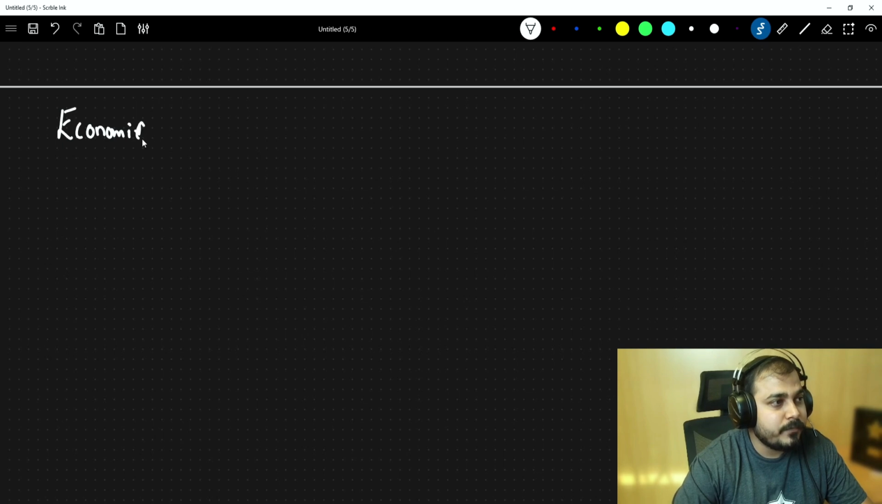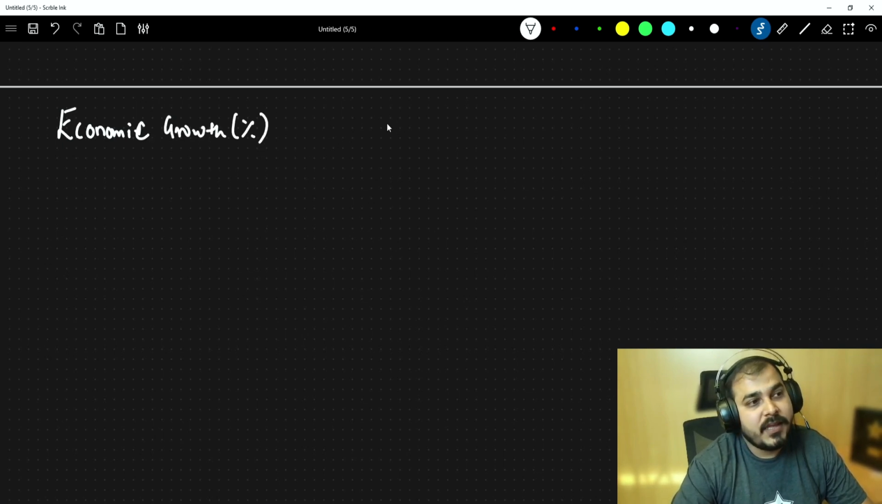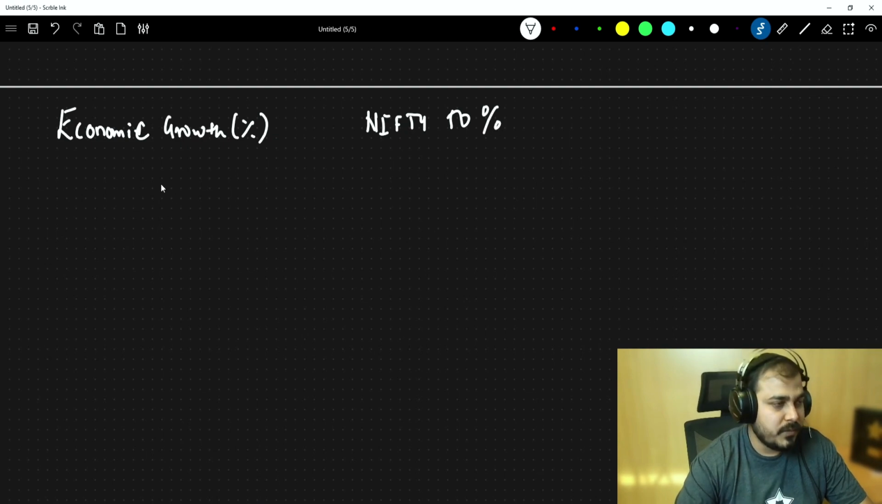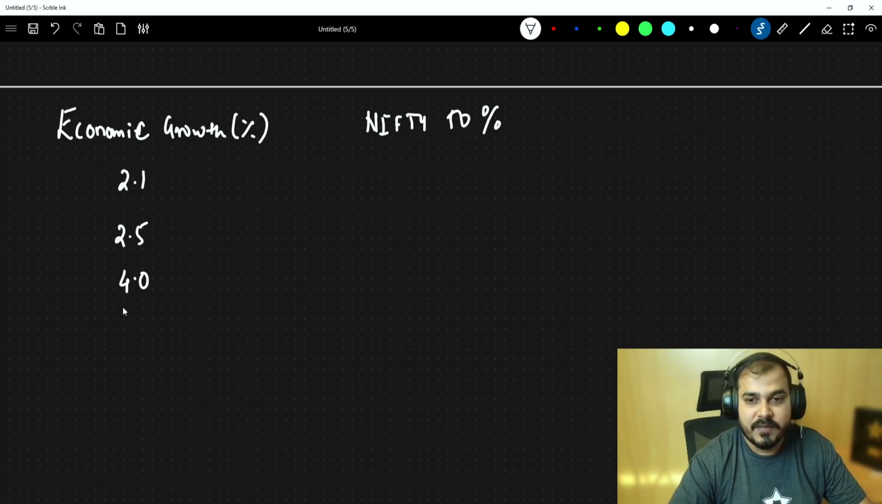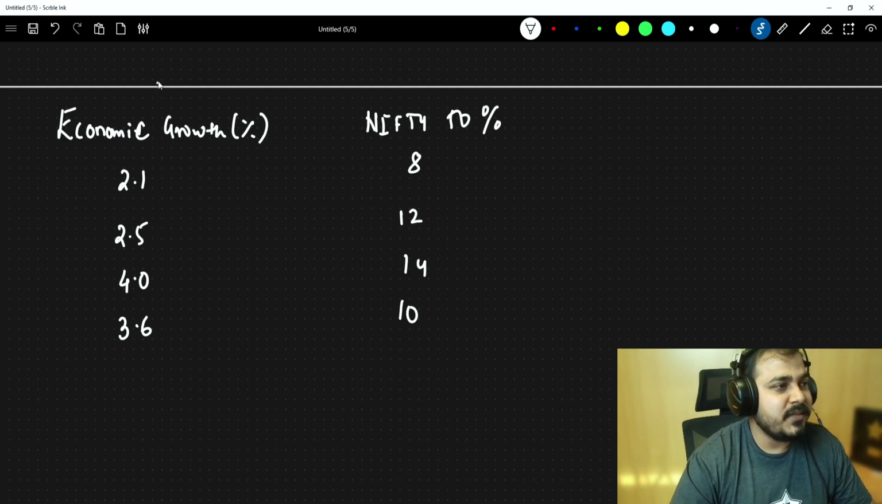Economic growth by percentage, and then I have the Nifty 50 index growth, also in percentage. Suppose the values are 2.1, 2.5, 4.0, 3.6, and then I have 8, 12, 14, 10. Now this is my x, and this is my y.